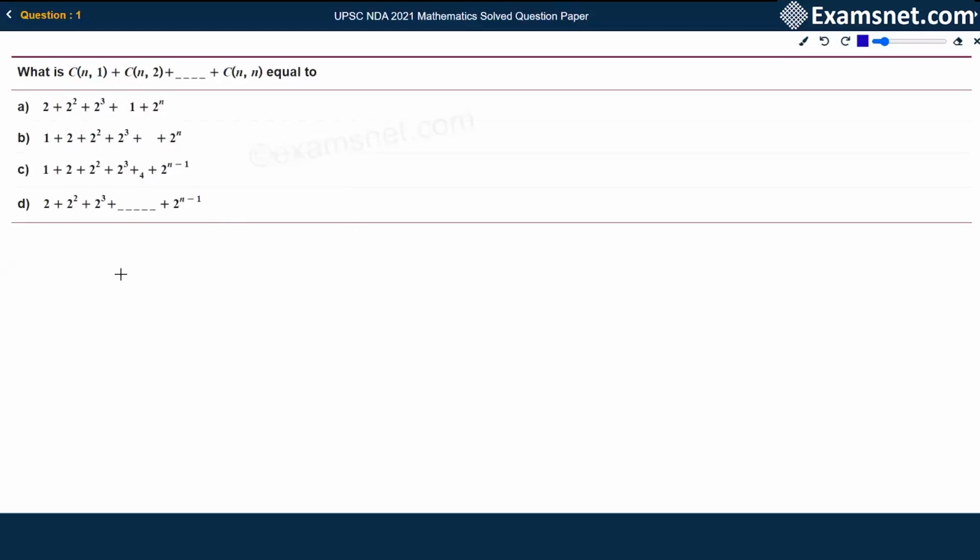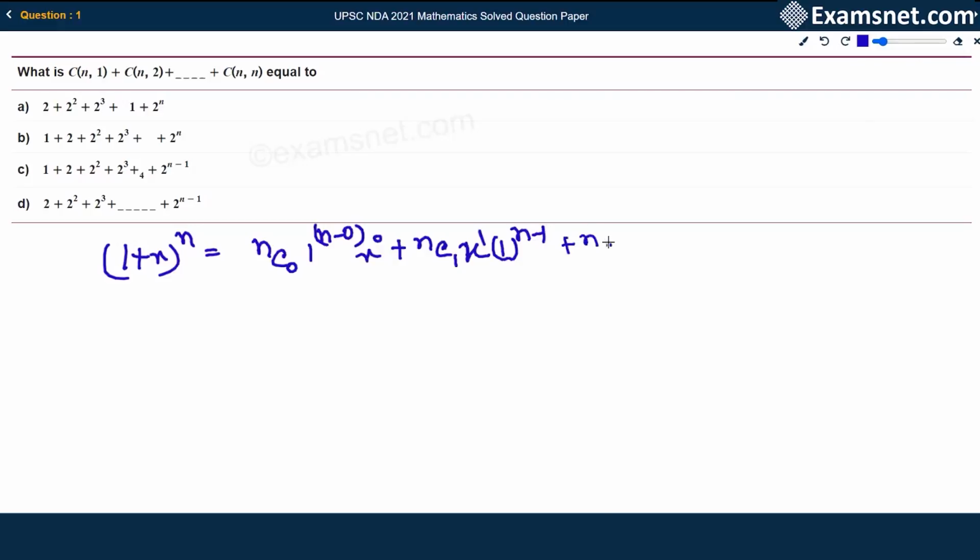First of all, from the binomial theorem we can say that the expansion of (1 + x)^n is nC0 1^(n-0) x^0 + nC1 x^1 1^(n-1) + nC2 1^(n-2) x^2 + ... + up to nCn 1^(n-n) x^n.